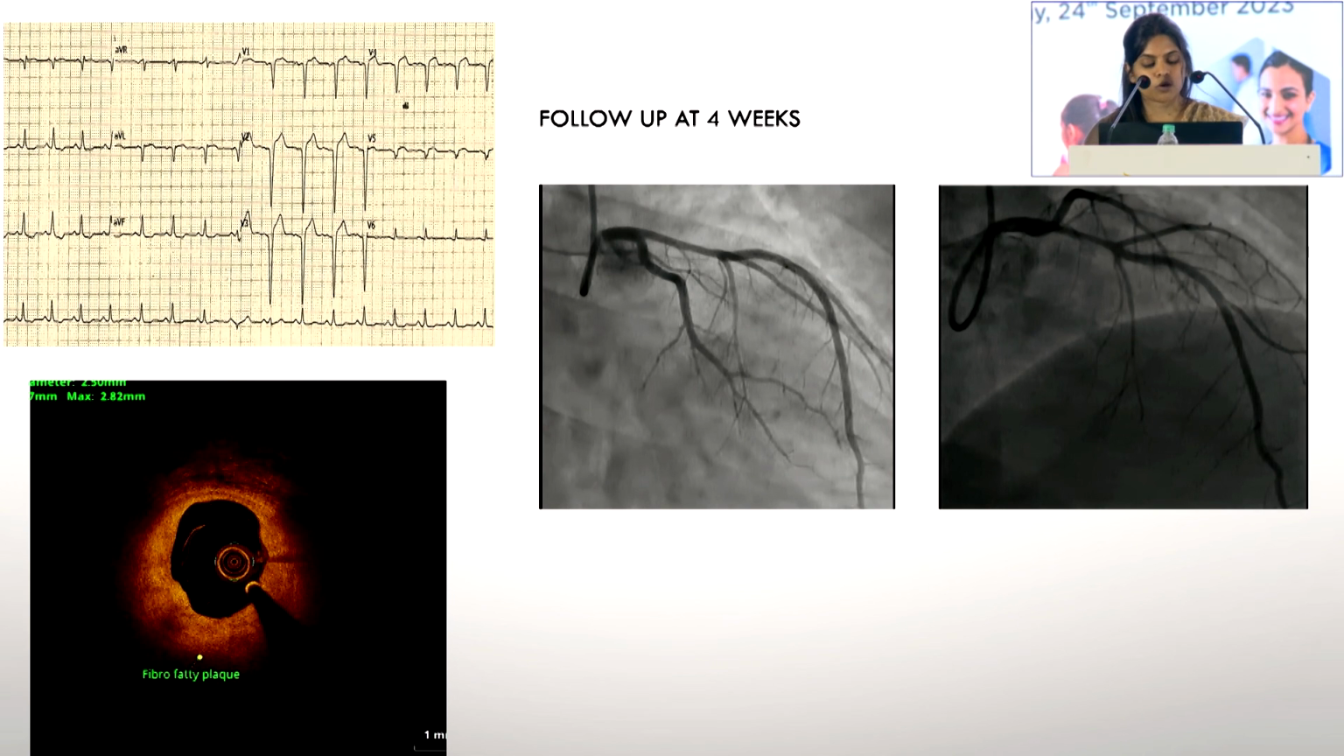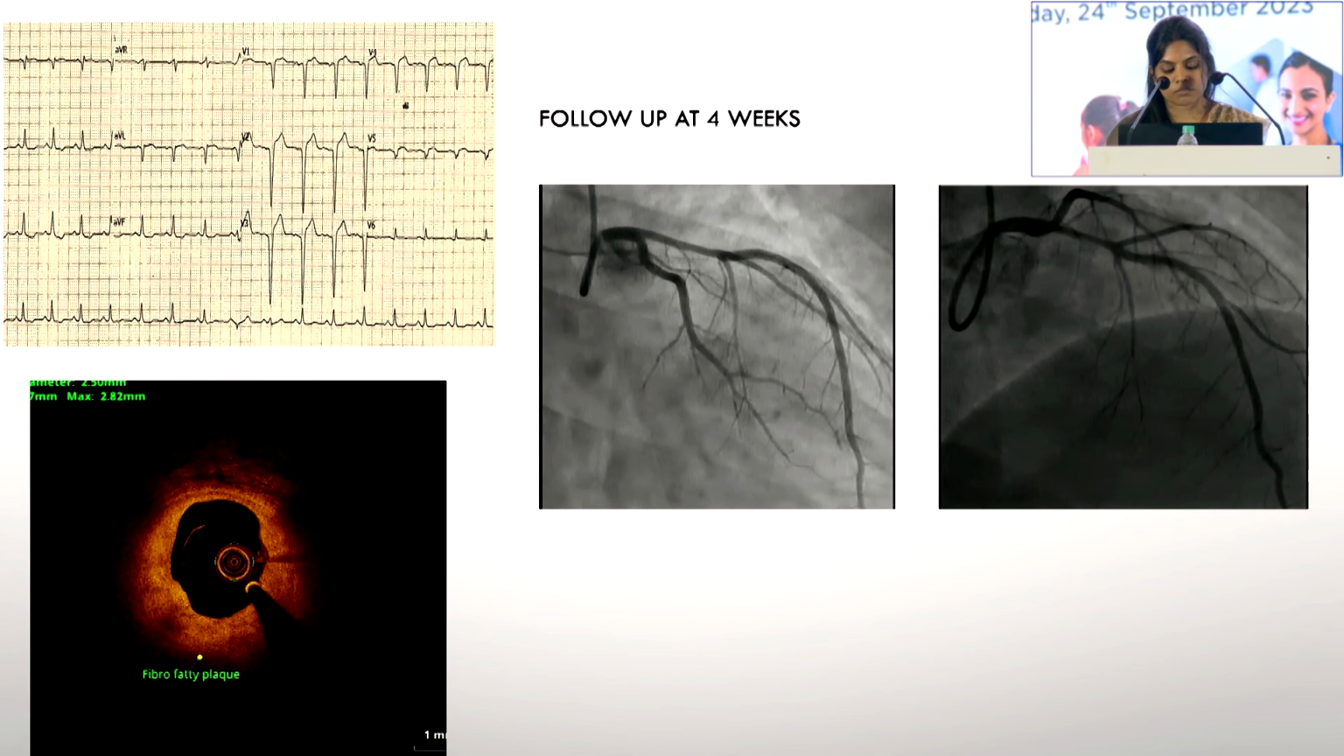There's only a fibrolipidic plaque in the mid LAD with around 40% stenosis, and the lumen area was good. So in this patient, there was no need to stent him because the underlying morphology of the lesion was just a plaque erosion. And after 4 weeks, it was good. So we just kept him on dual antiplatelet therapy.